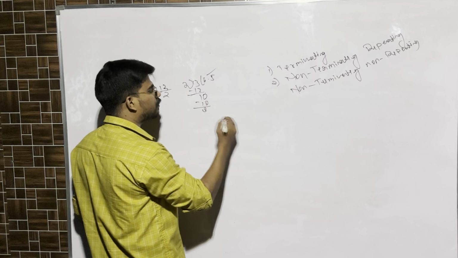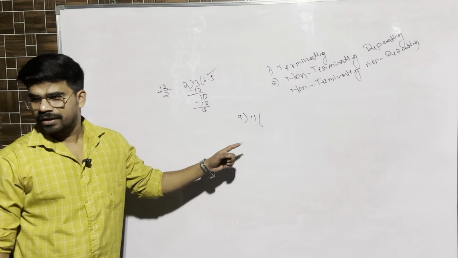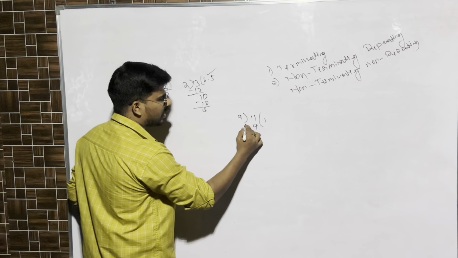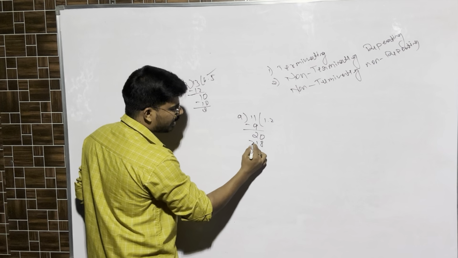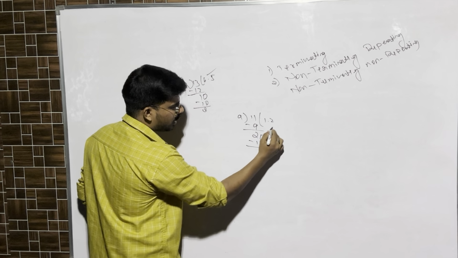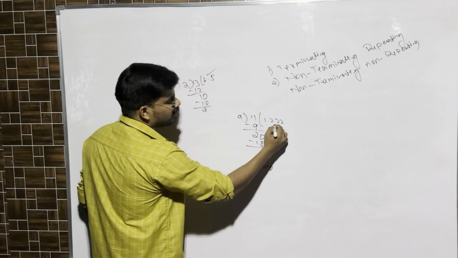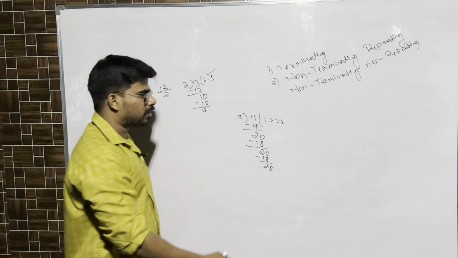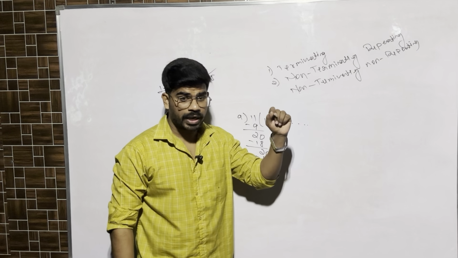Next, non-terminating. If I divide 11 by 9, for example, 9 1 is 9. If I subtract, I'll have 2.0. 9 2s are 18. If I subtract, 2. Is it terminating? No, 2 is coming.